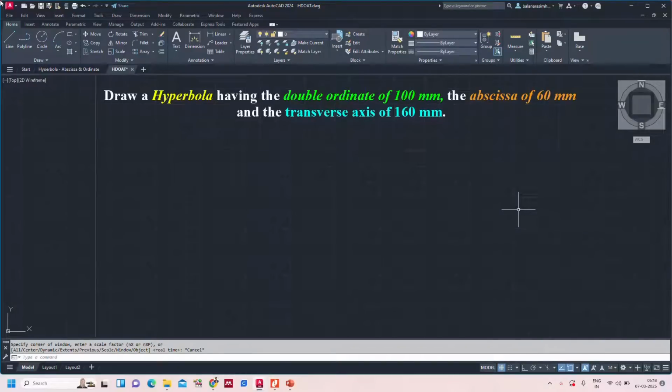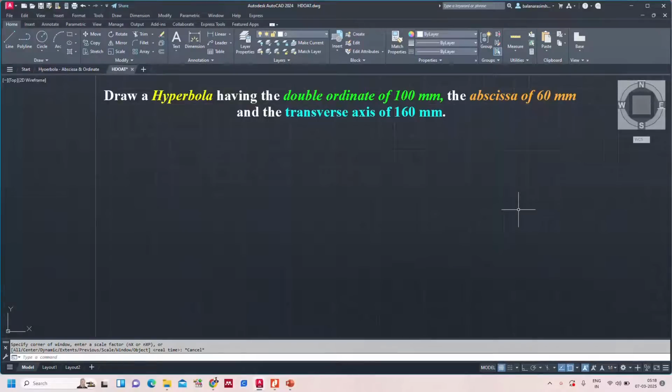Hi, now in this video we are going to see how to construct a hyperbola using a special method. As on the screen you can see the question: draw a hyperbola having the double ordinate of 100 mm and the abscissa of 60 mm and the transverse axis of 160 mm. So here they give us the three conic terms. One is the double ordinate and one more is the abscissa and the transverse axis.